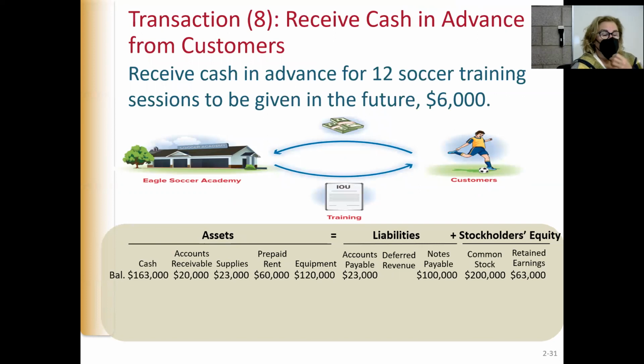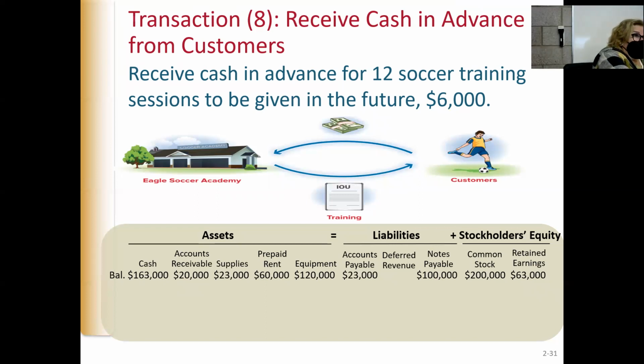Now, do you guys remember me telling you last week? Maybe I didn't. Maybe it was my other class. That liabilities always have the word payable except one. Here's the one that doesn't have the word payable after it. We received cash in advance for 12 soccer training sessions to be given in the future, $6,000. What this means, guys, is someone gave us $6,000, but we haven't done any work yet.